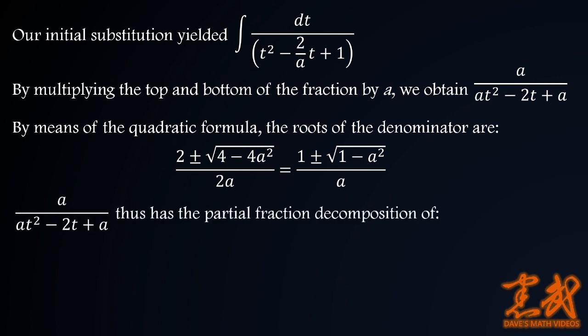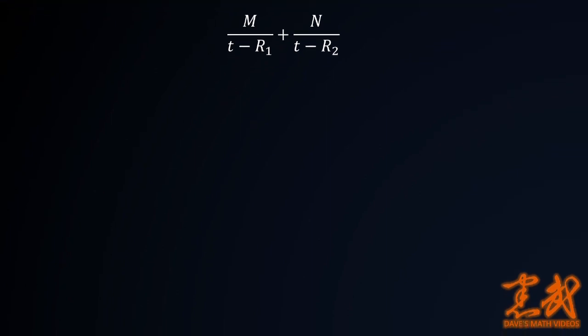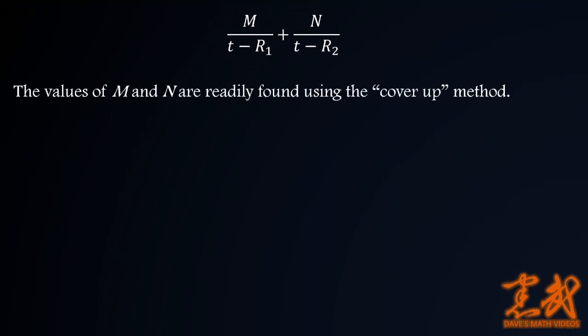Thus, the fraction a over the quantity a t squared minus 2t plus a has the following partial fraction decomposition. We'll write it as m over t minus r1 plus n over t minus r2, where r1 is equal to 1 plus the square root of 1 minus a squared, over a, and r2 is equal to 1 minus the square root of 1 minus a squared, over a. The values of m and n can readily be found using the Heaviside cover-up method.